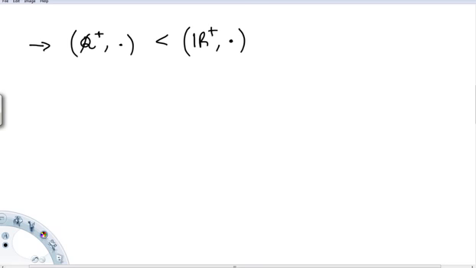Now you can check if the positive rational numbers under multiplication are a subgroup of the positive reals under multiplication. Think about it and check it. You will see that yes, this is true.